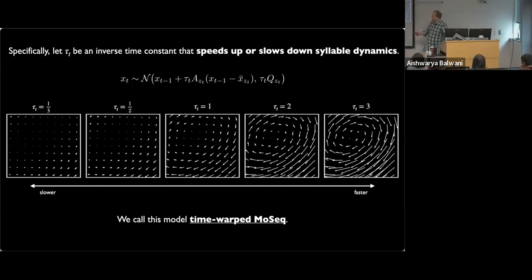So when tau is 1, you follow these dynamics, but when tau is less than 1, you slow down, you don't go as far. When tau is greater than 1, you traverse further, but along the same path. So it's effectively like how many time steps have elapsed between one frame and the next, or how much effective time has elapsed. And that's why we call this model time-warped MoSeq, because it gives this extra capacity to continuously modulate the speed of syllables.